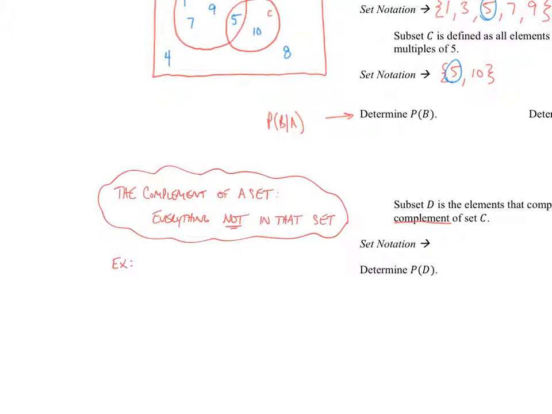For example, if I wrote P prime of B, what this means is the probability of the complement of B. What that would be equal to would be the probability of any number not in set B. So everything not in B over A, because we're still talking about within this set A. So that's what we're going to do here.